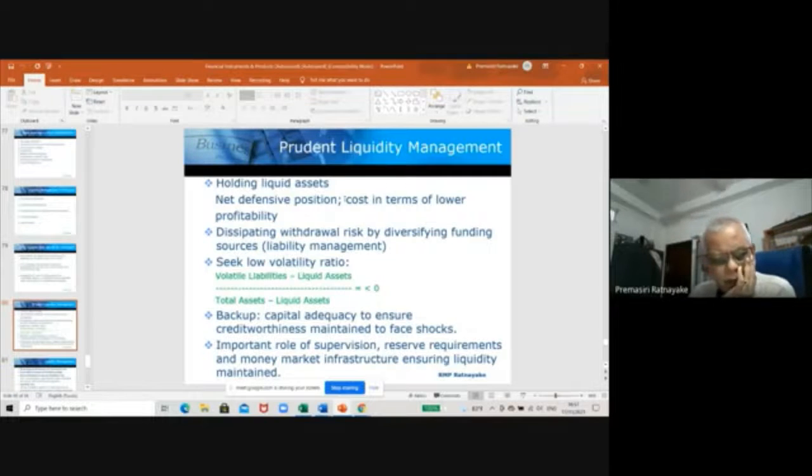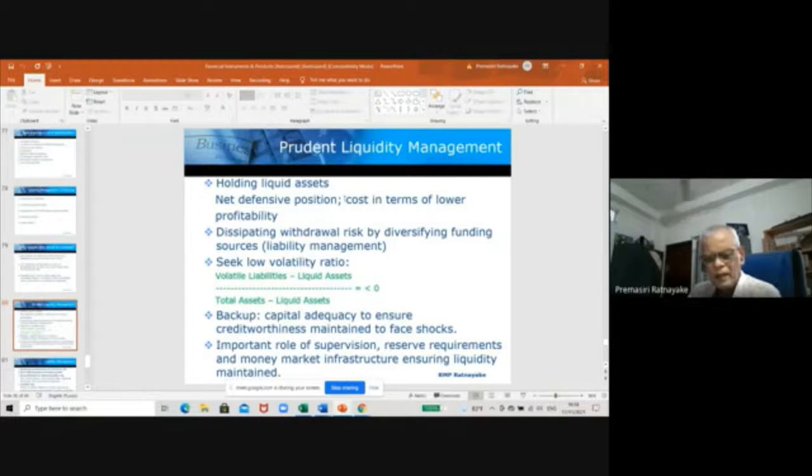Prudent liquidity management. Holding liquid assets is a net defensive position, with a cost in terms of lower profitability. Holding more and more liquid assets is a defensive asset and liability management strategy. And there's a cost in terms of lower profitability.